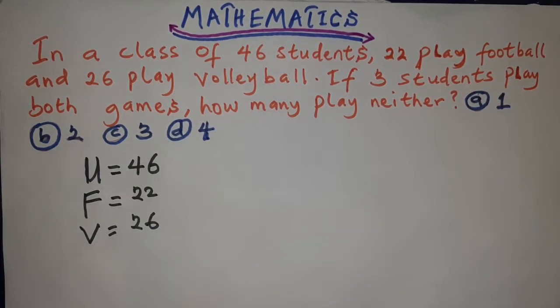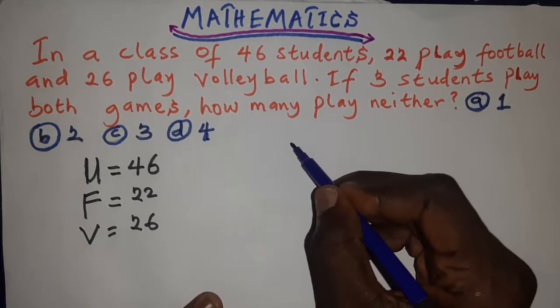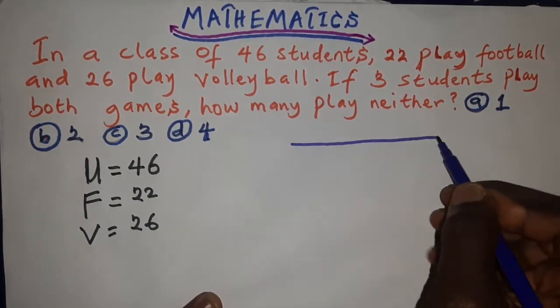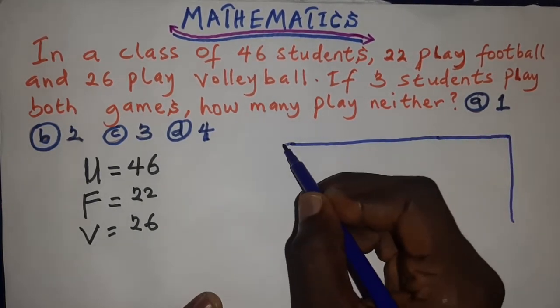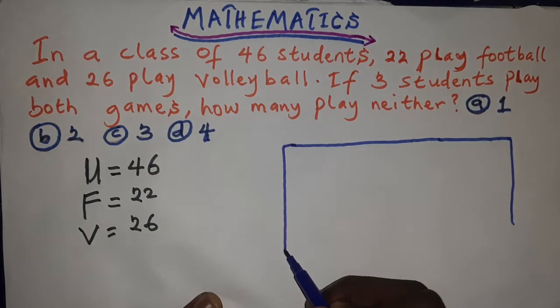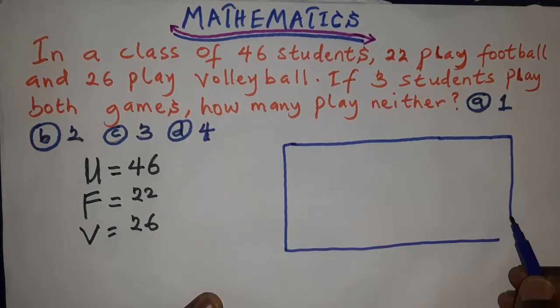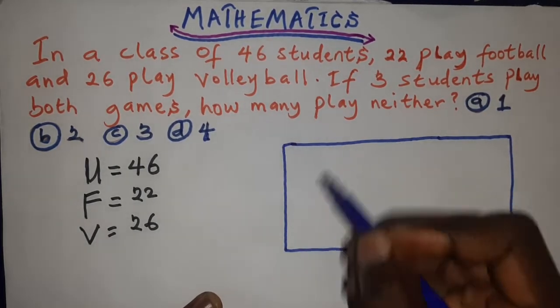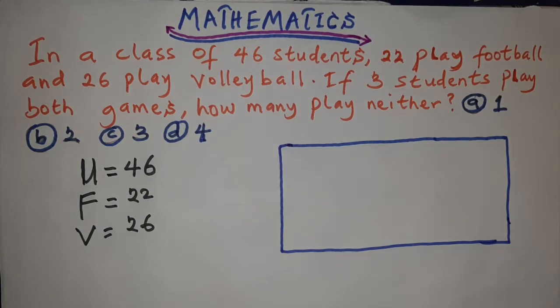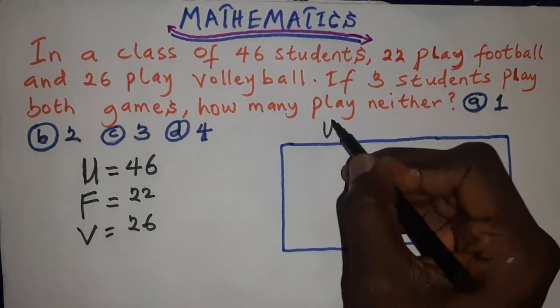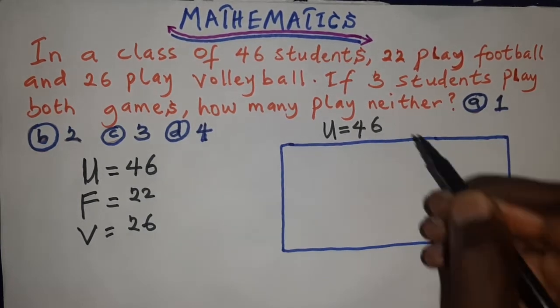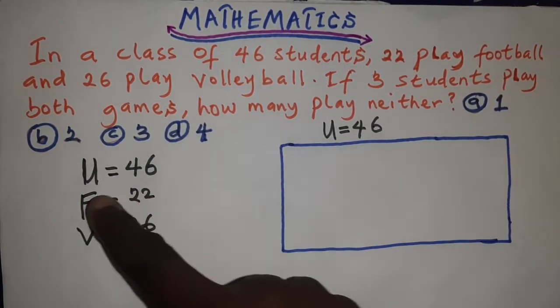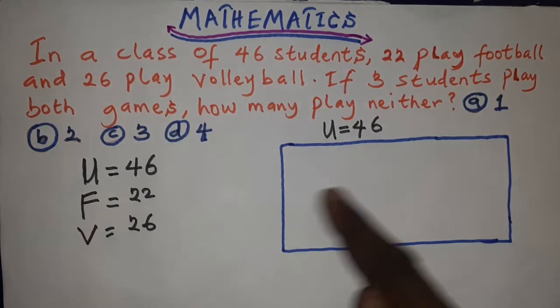So now let's get our diagram. This will be the Venn diagram here. And of course, we know that the subsets will be represented with circles. The universal set will be here, and the value will be 46. And we are going to represent these subsets, football and volleyball, with circles.